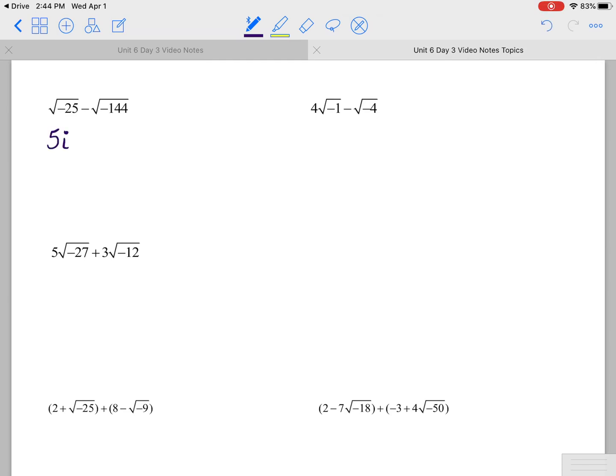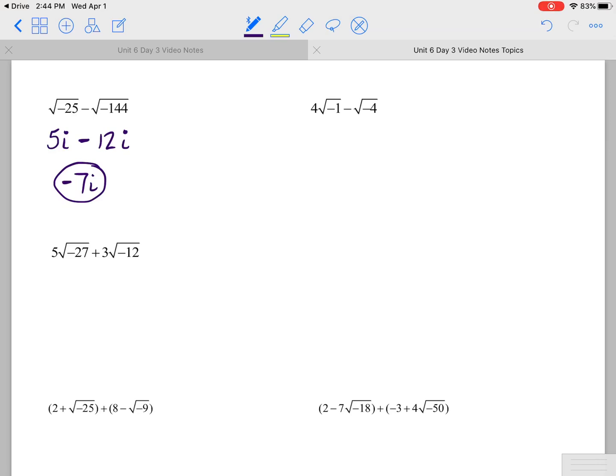So this first one simplifies to 5i minus the square root of negative 144. I know that's 12, and because it's negative, it's an i. So your final answer is negative 7i.